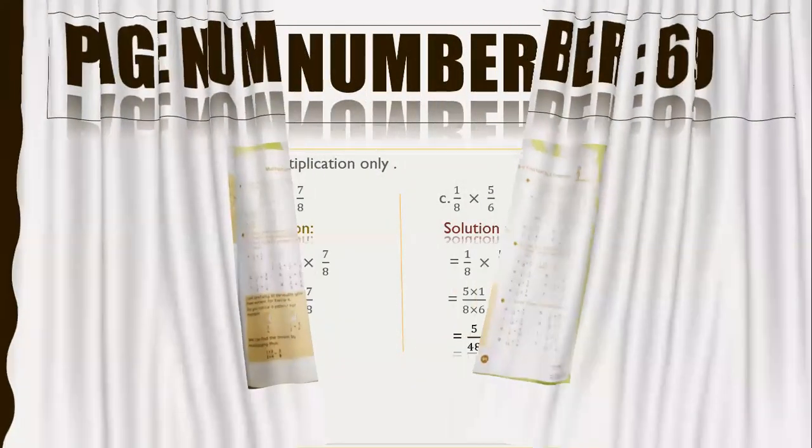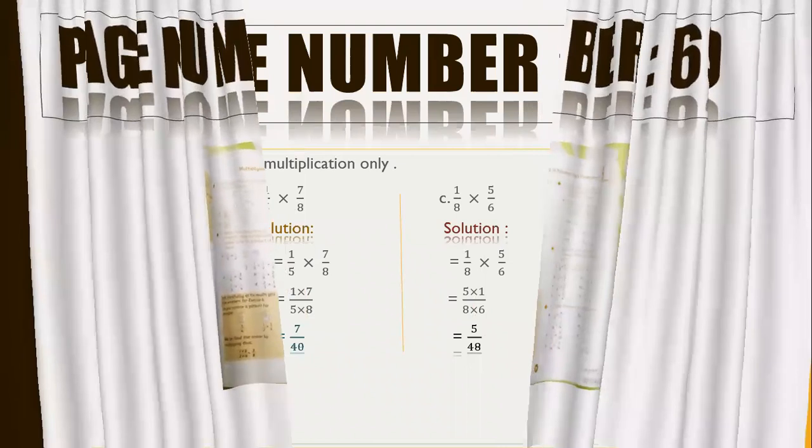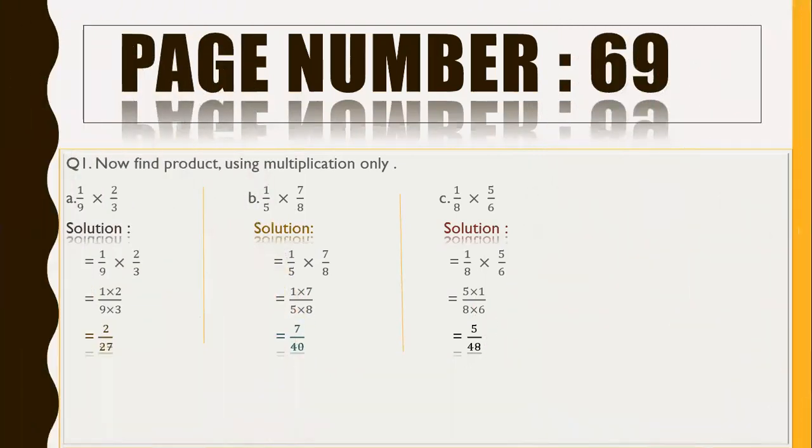Question number 6 is, now find the products of these using multiplication only. You see that in all the parts, two fractions are given and we find the product of these numbers. Product means the multiplication. We multiply numerator with the numerator and denominator with denominator.